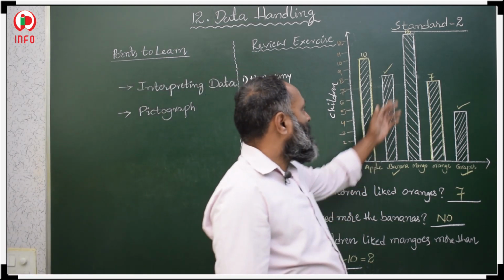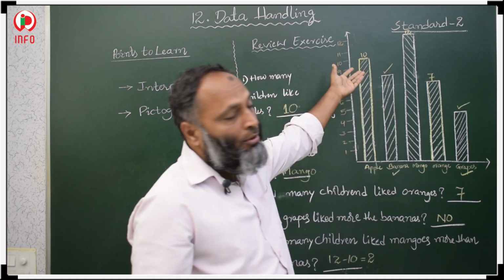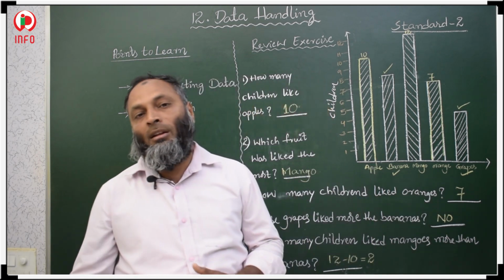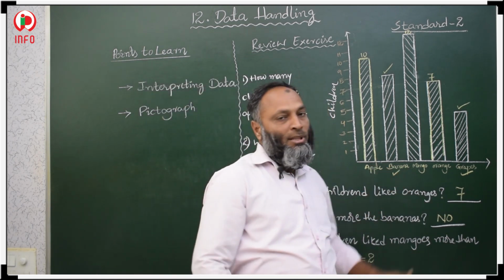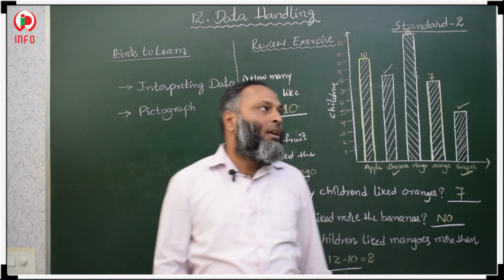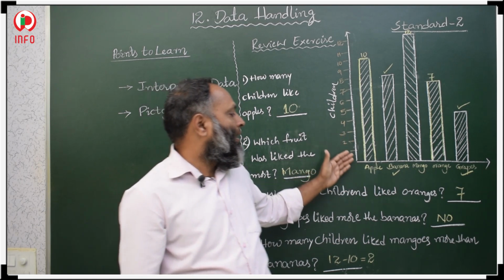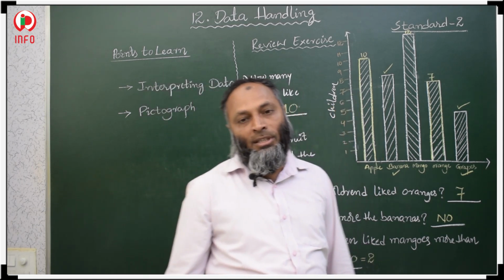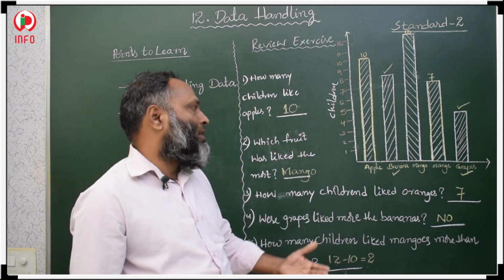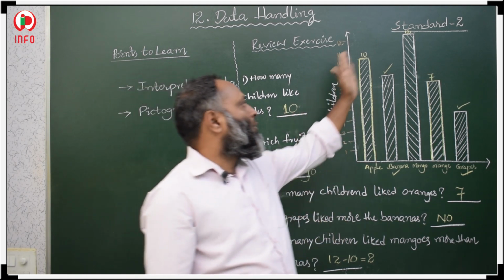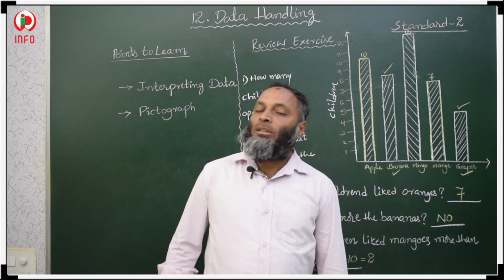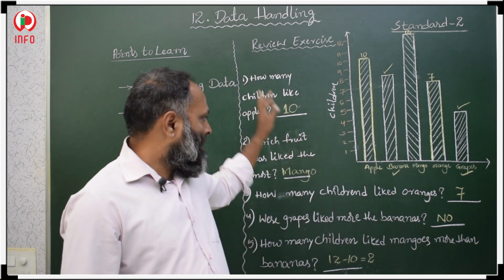If we compare mangoes and apples, 12 children liked mangoes, and 10 children liked apples. Then how many more children liked mangoes? 2 more children liked mangoes, if we compare with apples. Okay, so these are the answers.